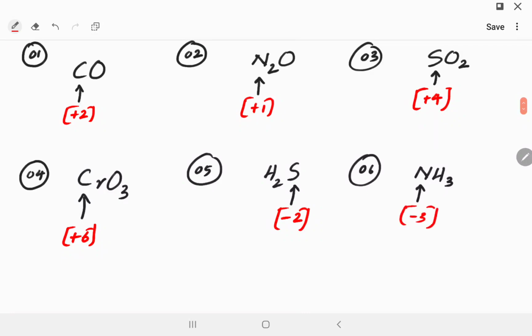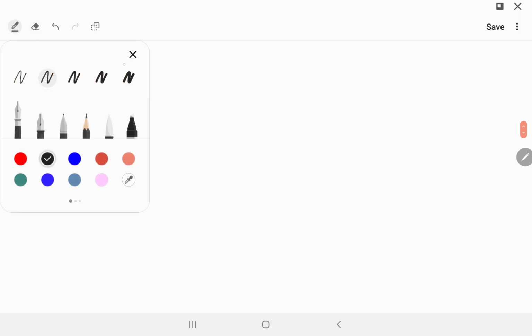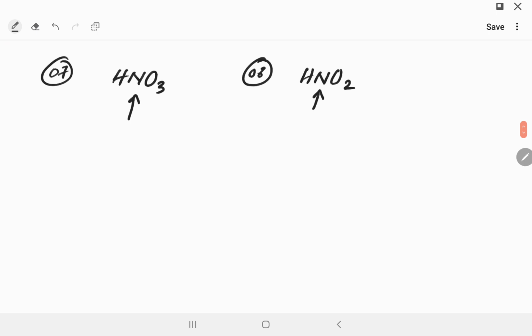All right, let's do a few more examples. Let's try some oxy acids, okay?